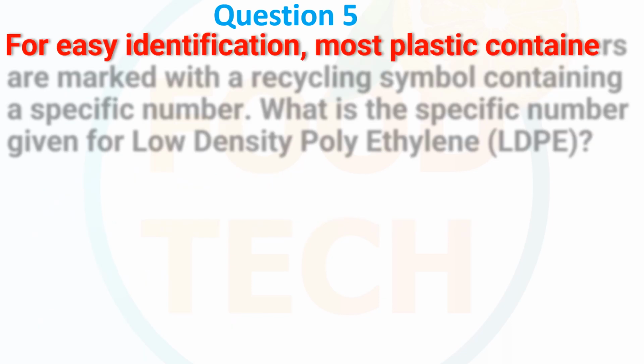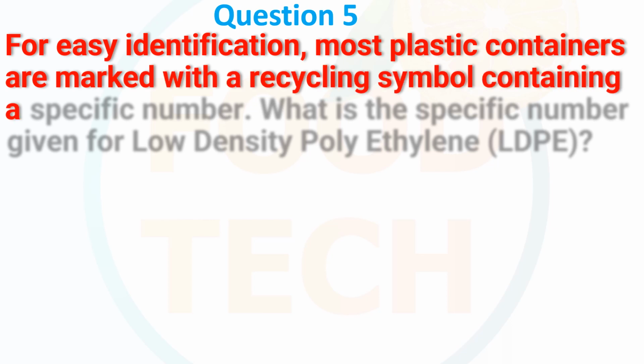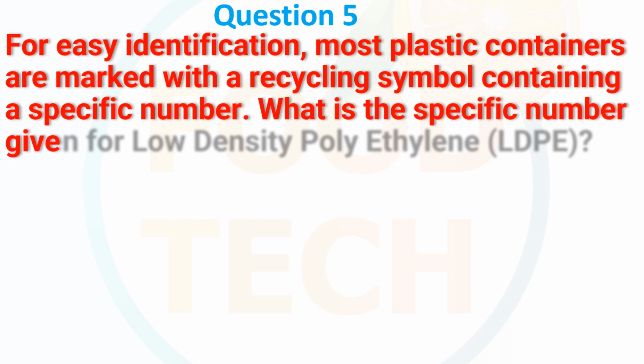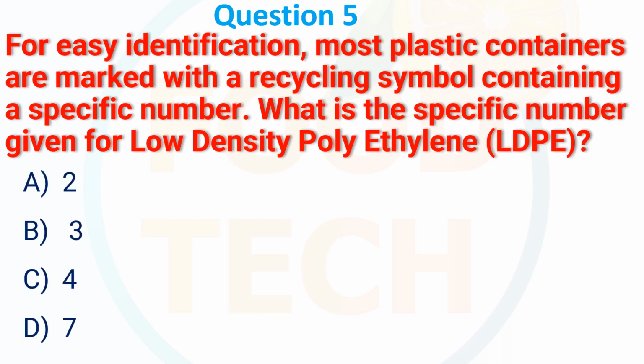For easy identification, most plastic containers are marked with the recycling symbol containing a specific number. What is the specific number given for low density polyethylene? A. 2, B. 3, C. 4, D. 7. The answer is C. 4.